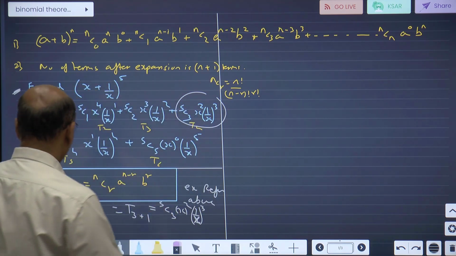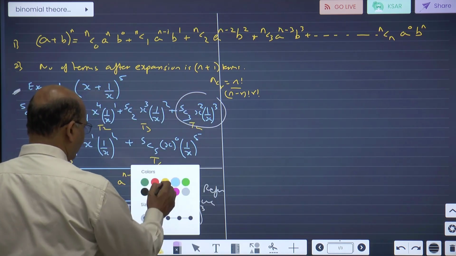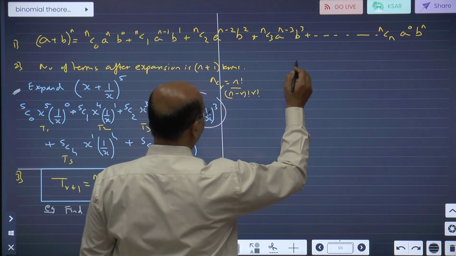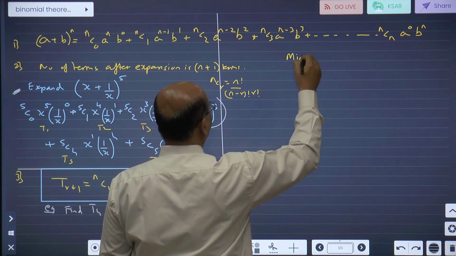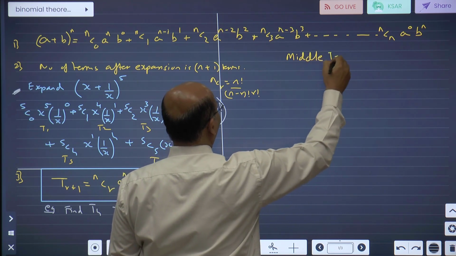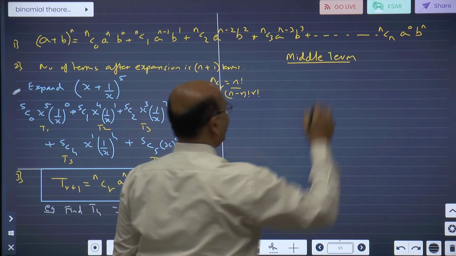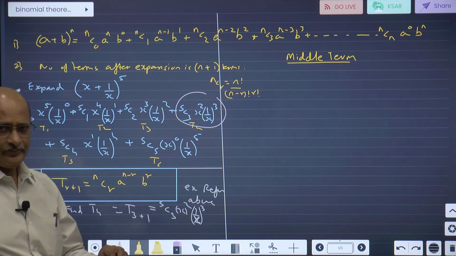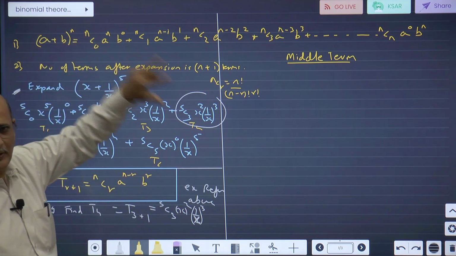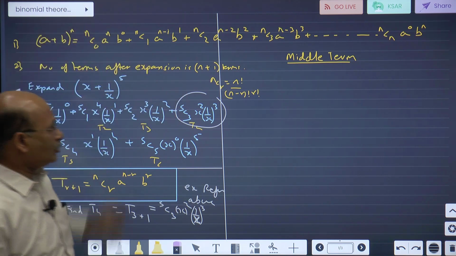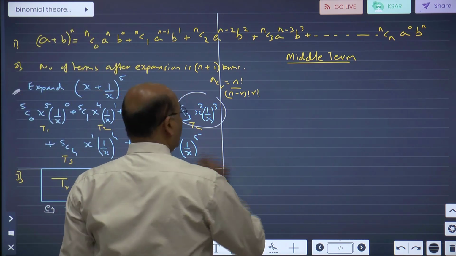The next concept, a very, very important concept I would like to share, is called the middle term concept. Now this is an important one, pay attention now. Now when I say middle term, you all know when I open up there are n plus 1 terms. Now in this case there are two cases. I want to put this point.